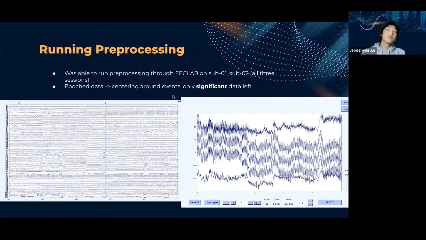Okay, we were able to run pre-processing all the way through on 2 of our subjects, and there are 3 sessions through EEGLAB. As previously explained, this process included filtering, artifact rejection, independent component analysis, component classification and rejection, and data epoching. To demonstrate why the EEG data visualization is important, the image on the left shows channels D8 through 11 are abnormal and full of noise.